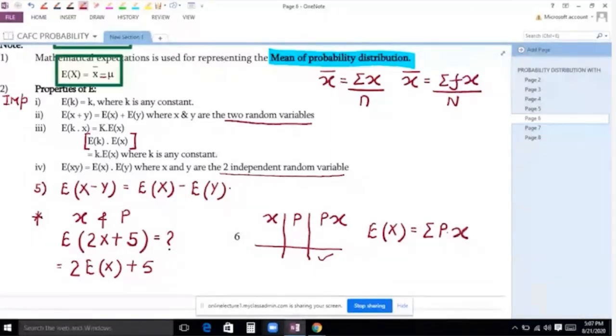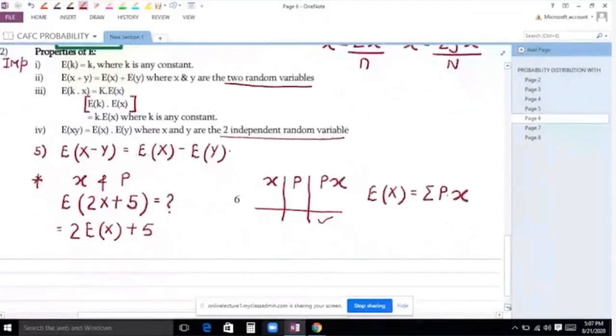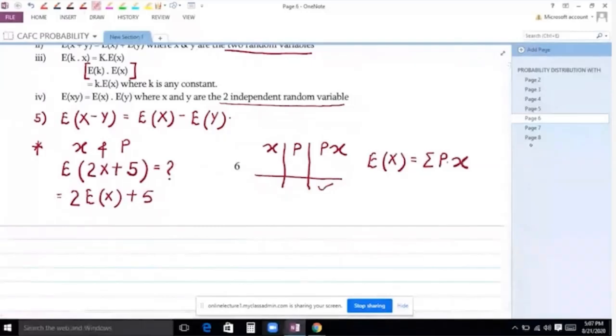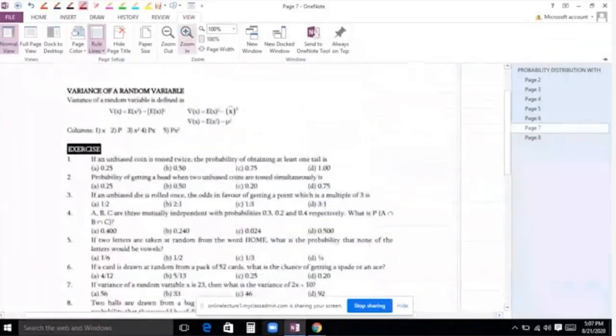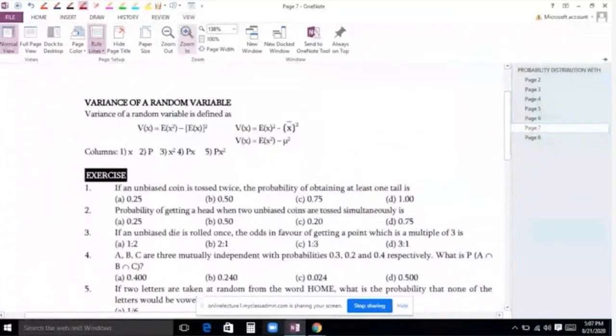चलो कोई बात नहीं। After completing with this term P of X, now let me proceed with the next part. This is called variance of a random variable. Variance of a random variable.